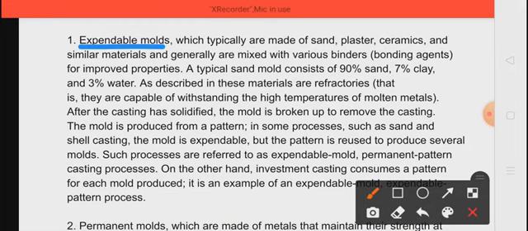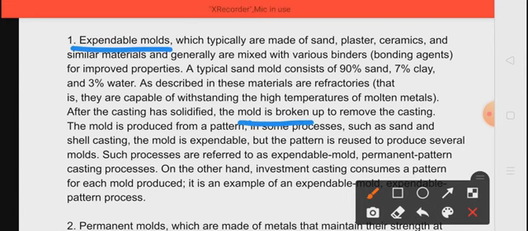Expandable molds typically are made from sand, plaster, or ceramic, or similar materials, and generally are mixed with various binders. A typical sand mold consists of 90% sand, 7% clay, and 3% water. As described, these materials are refractories, that is, they are capable of withstanding the high temperature of molten metals. After the casting is solidified, the mold is broken.